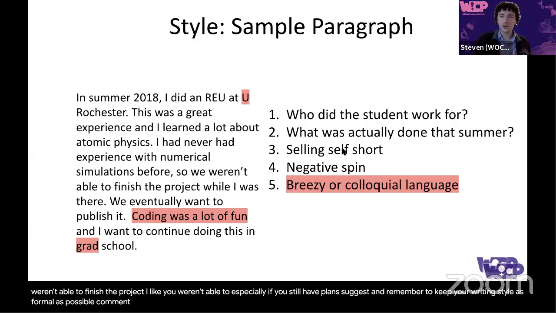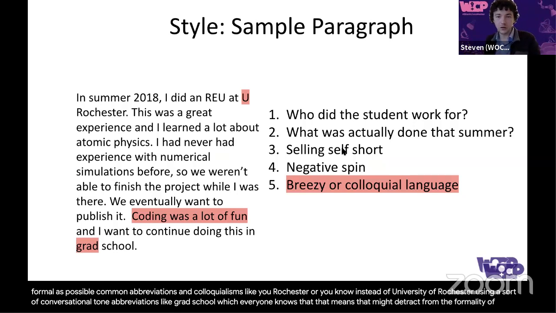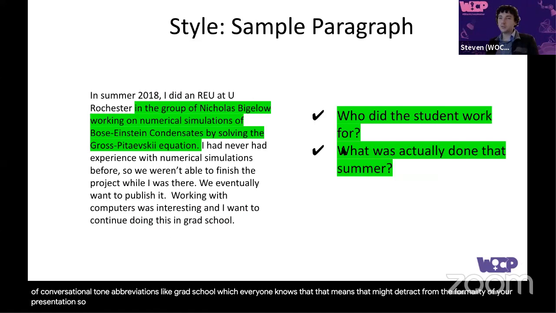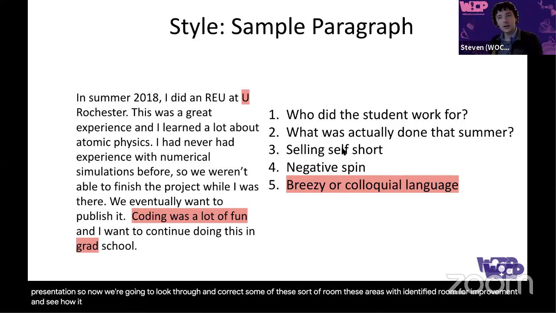Common abbreviations and colloquialisms like U Rochester instead of University of Rochester are using a sort of conversational tone. Abbreviations like grad school, which everyone knows what that means, that might detract from the formality of your presentation. So now we're going to look through and correct some of these areas with identified room for improvement and see how it adjusts the overall gestalt of this paragraph.